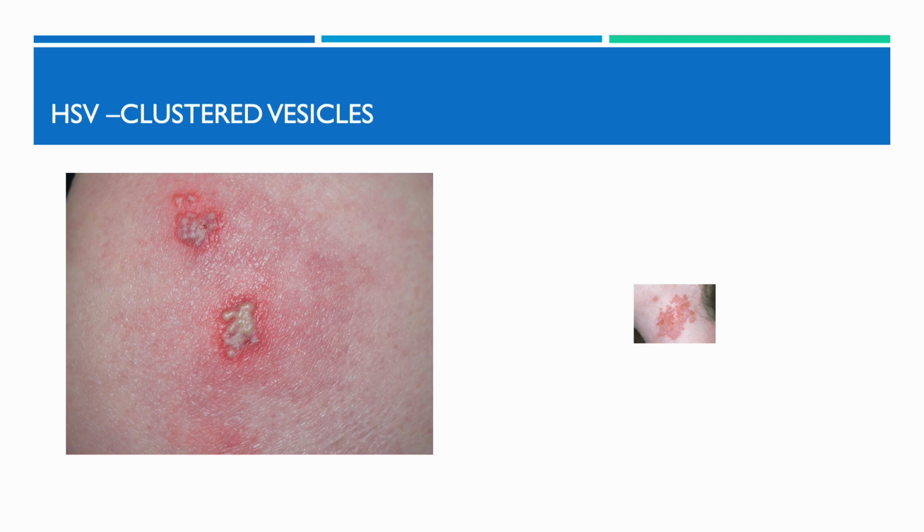Primary HSV infection can be quite large and severe. Infection can recur in the same position, though lesions are usually smaller with a recurrent herpes simplex virus infection.